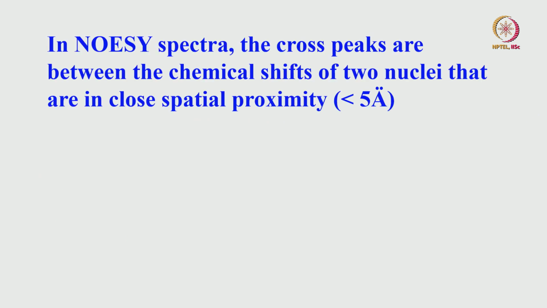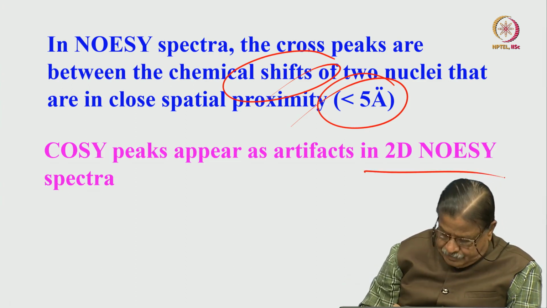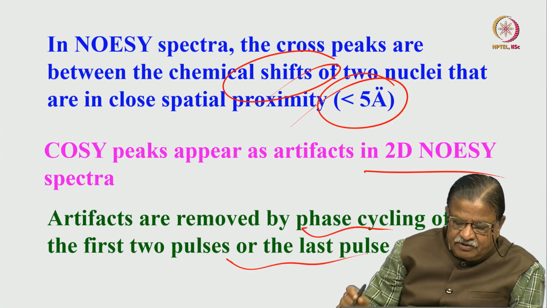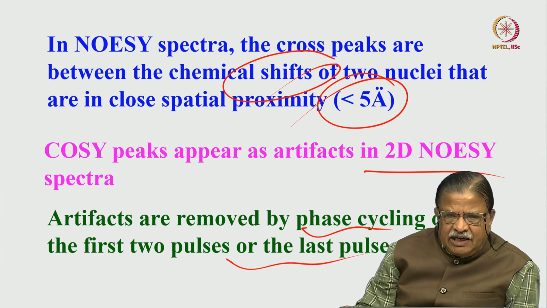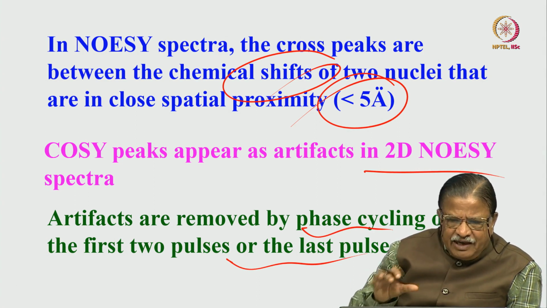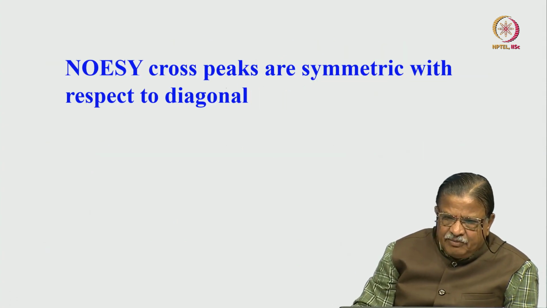Now, NOESY cross peaks. Where do you get the NOESY cross peaks in 2D? NOESY cross peaks are generally between two chemical shifts, between two nuclei that are close in space. As I told you, there is no need for a J coupling between them. Only close spatial proximity is important. Artifacts appear in 2D NOESY spectra, but they are removed by phase cycling of the first two pulses. There are several ways of removing them, and there are a lot of improvements in the pulse sequence.